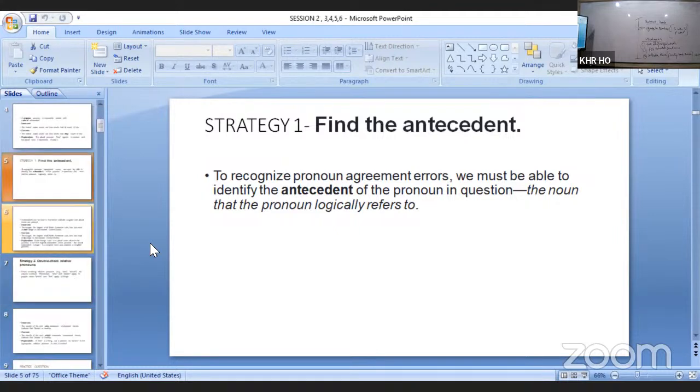So this is your strategy first. You can just write down the heading: pronoun antecedent agreement. Okay, so find the antecedent. That's the first strategy, find the antecedent. But you can just write down: noun that pronoun logically refers to.